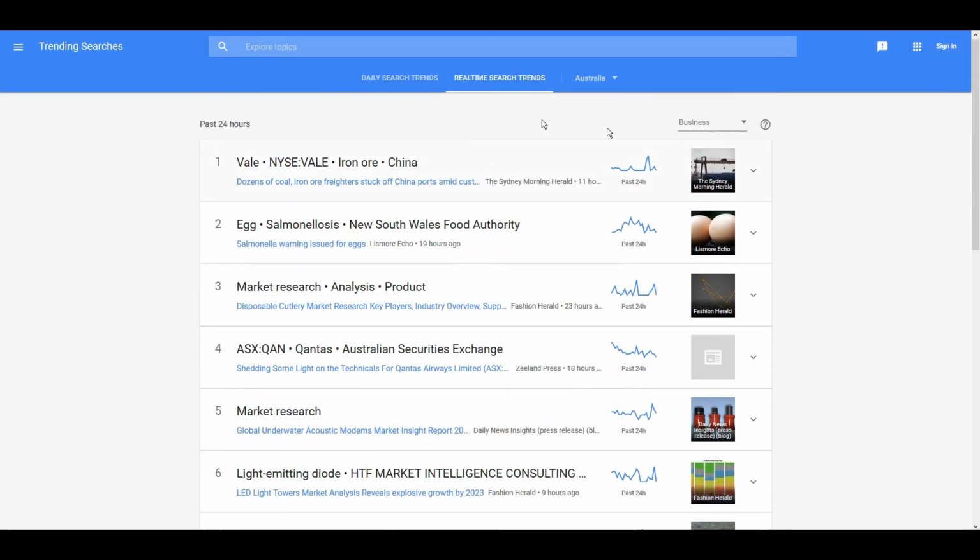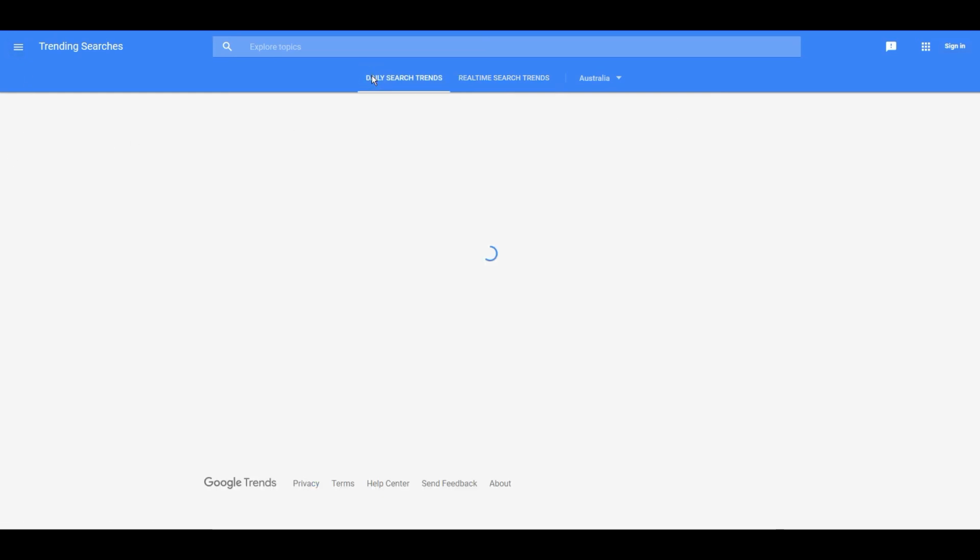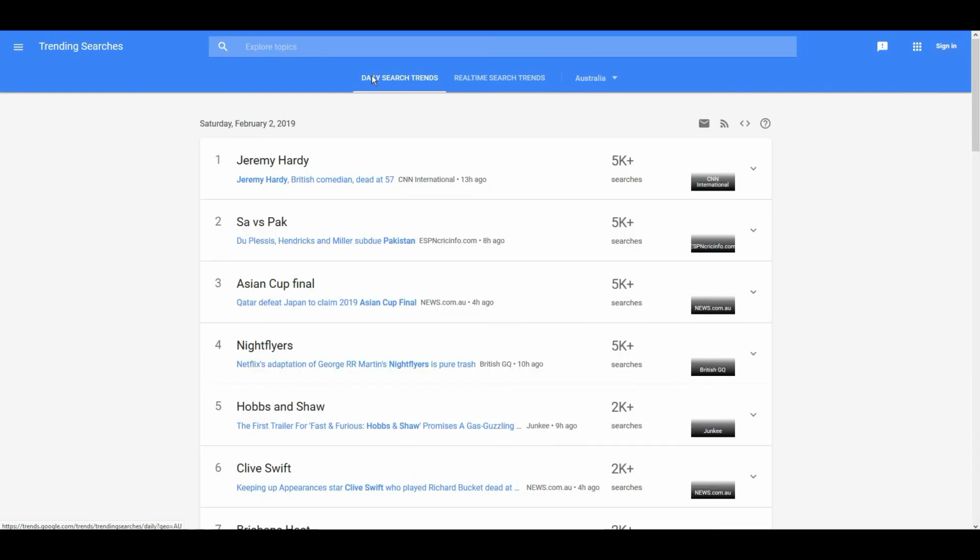Anyhow, you get the gist. There's so many different ways you can modify this to fit what you're trying to see, what you're trying to understand about a certain area, what they're searching for. It's a really cool tool.